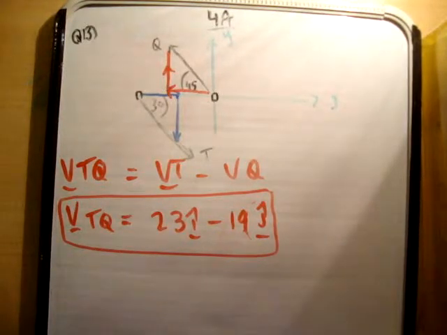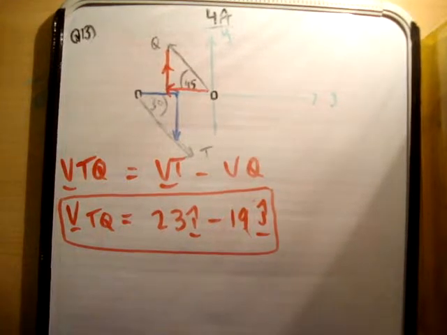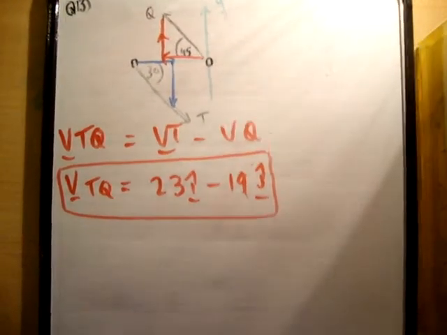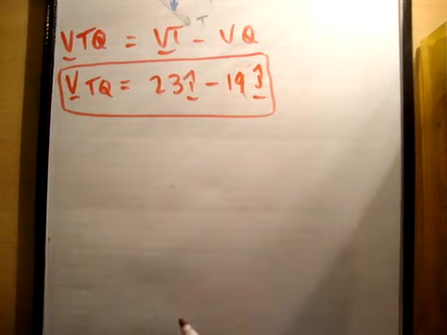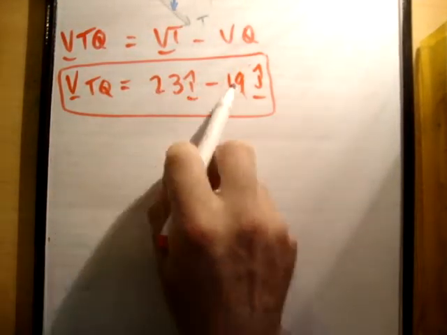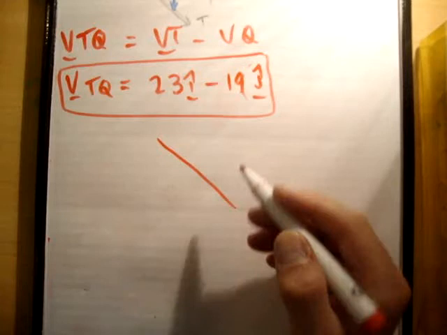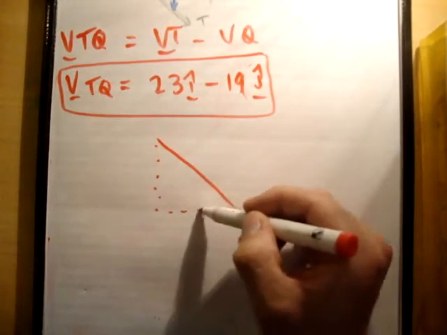Now the next thing we need to do is get the magnitude of the vector V_TQ. How do we do that? Well, of course we use Pythagoras, so it's plus x minus y, so it's going that direction, and to resolve it we go like this.